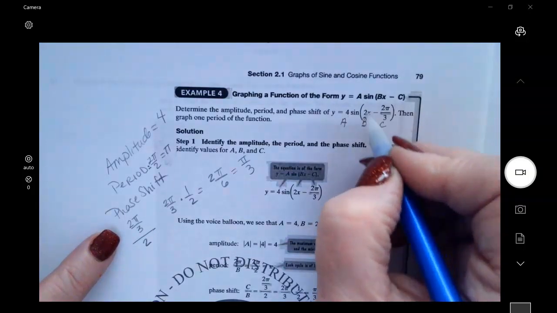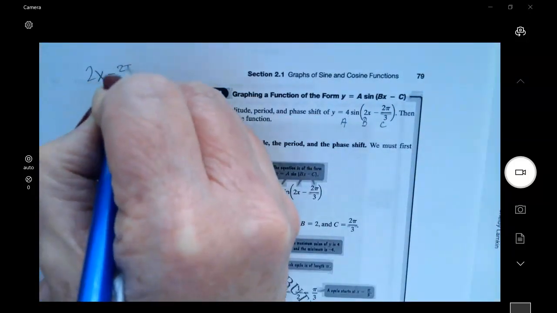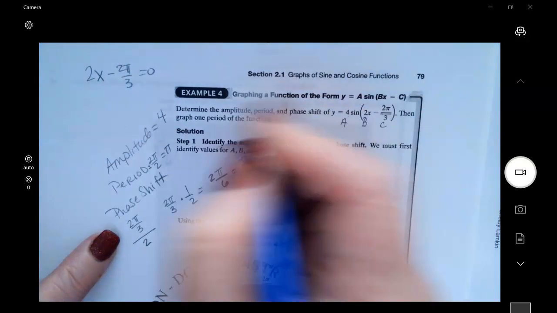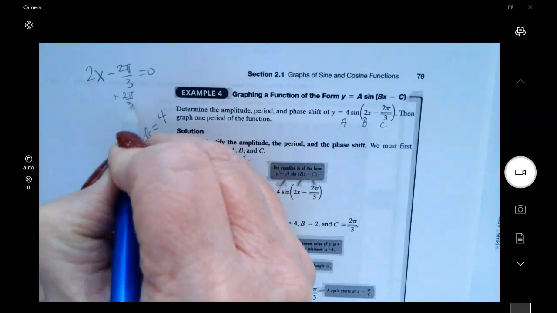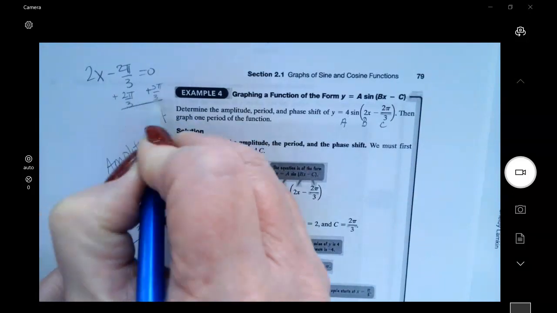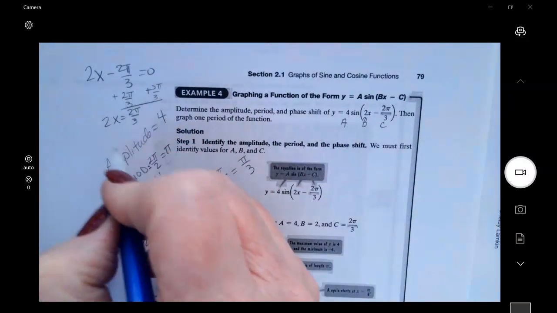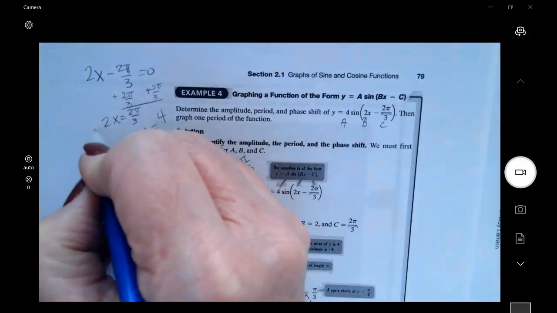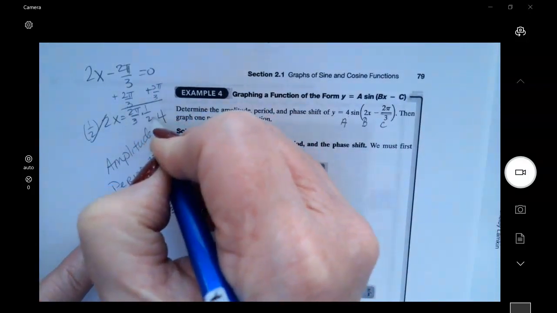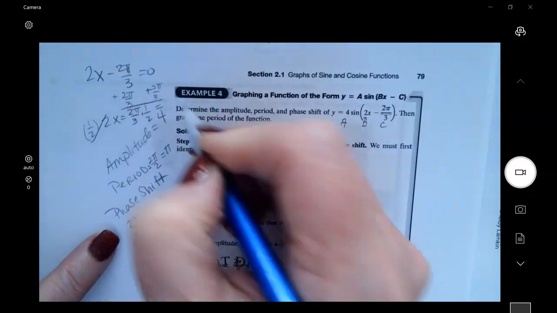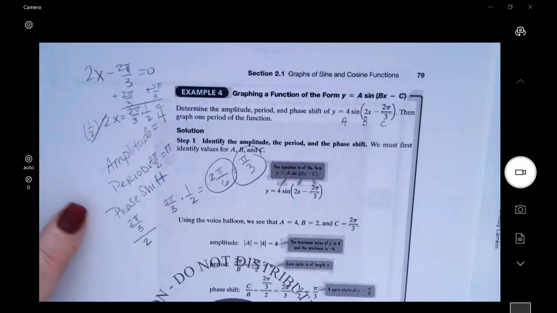Sometimes I'll say, well, take what's in the parentheses, 2x minus 2 pi over 3, and set it equal to 0. So if you added 2 pi over 3 to both sides, you would get 2x equals 2 pi over 3. If you divided both sides by 2, that's the same as multiplying by 1/2. You would get 2 pi over 6, which we did here, and it turned out to be pi over 3. So that's our phase shift.